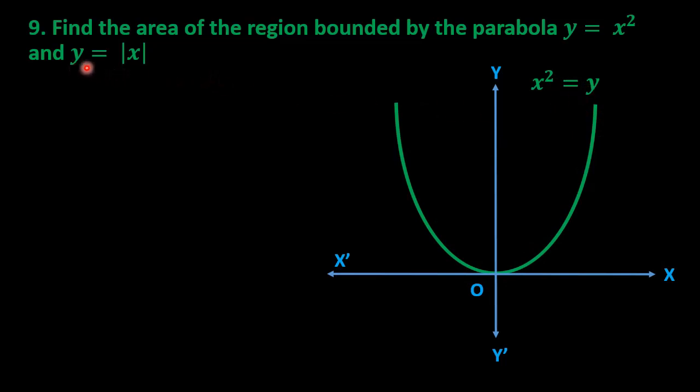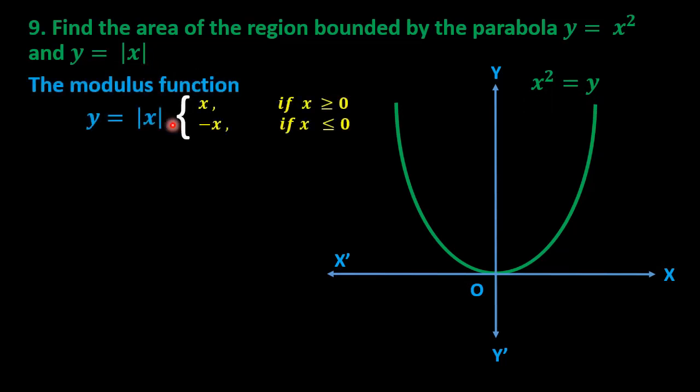And here there is a modulus function. This modulus means y equals x when the x value is greater than or equal to 0, like 1, 2, 3, 4, etc. And this y will be minus x if x is less than or equal to 0. That means minus 1, minus 2, minus 3, etc. So depending upon the positive value of x, y equals x, and if the x value is negative, then it will be y equals minus x.